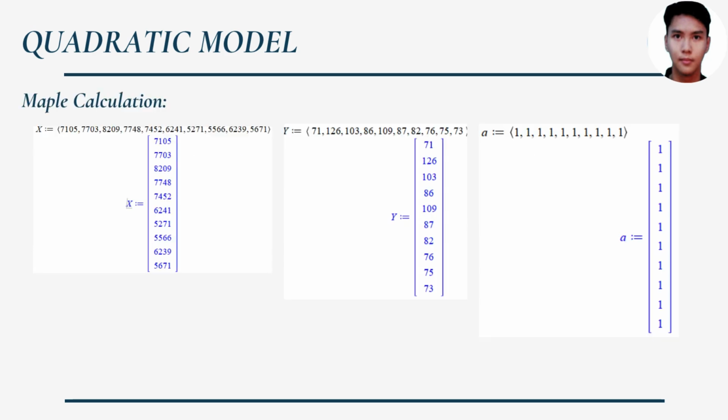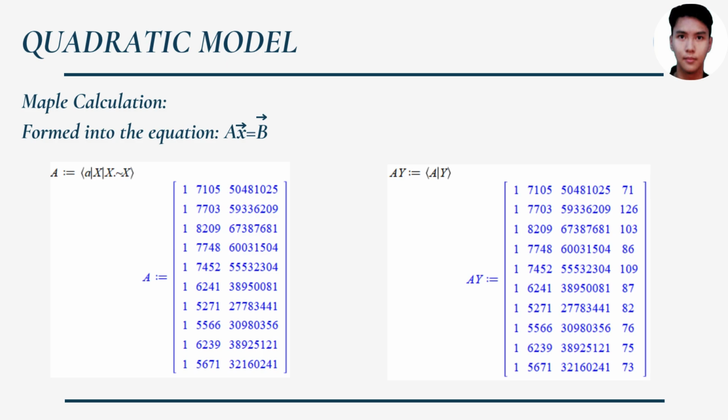And for the Maple calculation, we have inputted the x values, where the smallest equals 5271 and the highest equals 8209. For the y values, the lowest is 71 and the highest is 126. For the a column, we have inputted 1 for all of the 10 values.